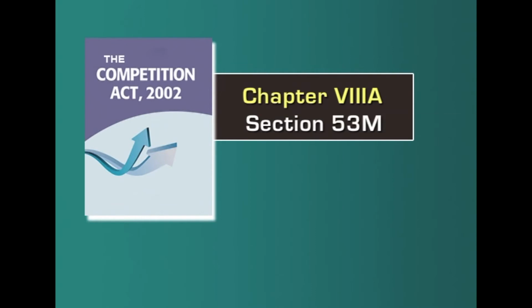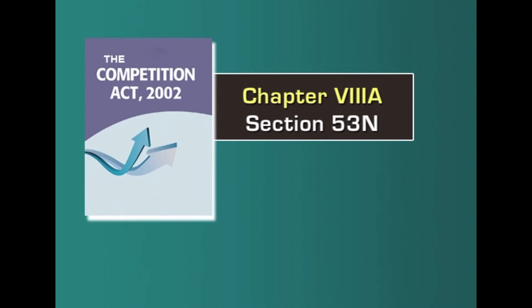The next sections are section 53M and section 53N, which talk about staff of the appellate tribunal. This provision also correlates the provision which we had dealt with with regard to establishment of the commission, wherein a provision is being provided for appointment of staff to assist the competition appellate tribunal to discharge its functions under this chapter. Let us move on to the next section, that is section 53N, which talks about awarding of compensation.